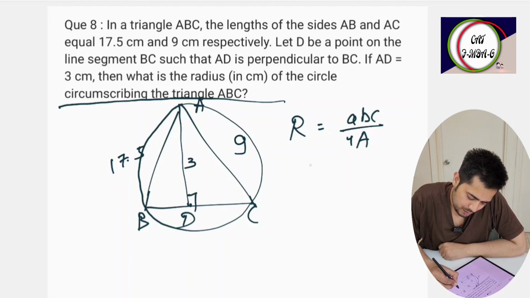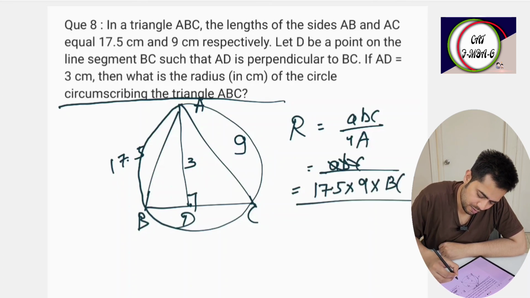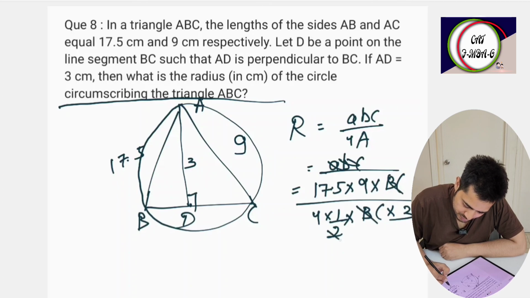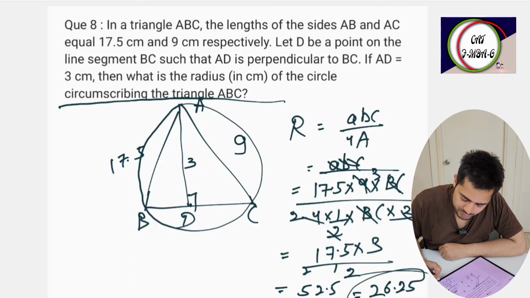Okay, and the area is equal to ABC divided by... let's see, it is 17.5 into 9 into BC divided by 4, into half into base BC into height 3. So BC gets cancelled, 2 to 4. It is given by 17.5 into 3 into 3 divided by 2. If you find it out, it is going to be 52.5 by 2, which is 26.25. 26.25 is the right answer.